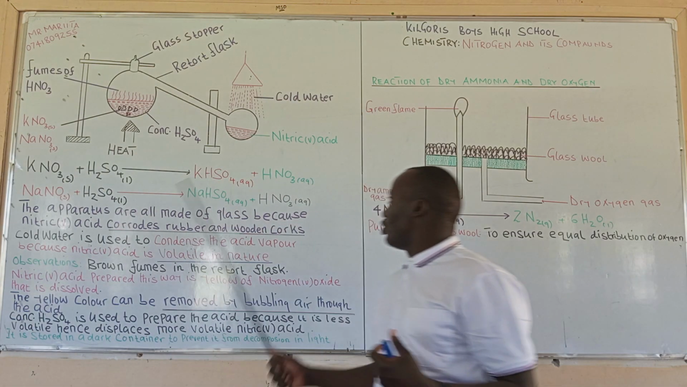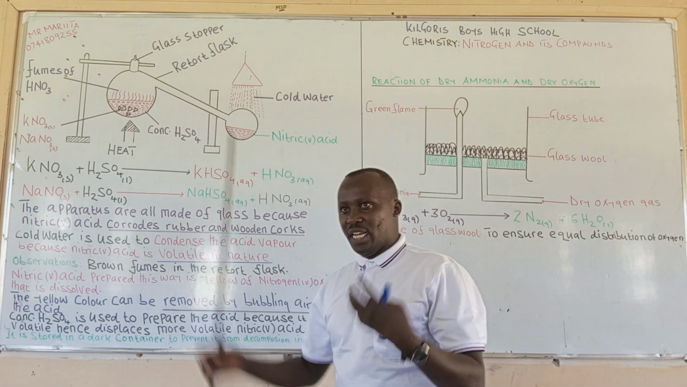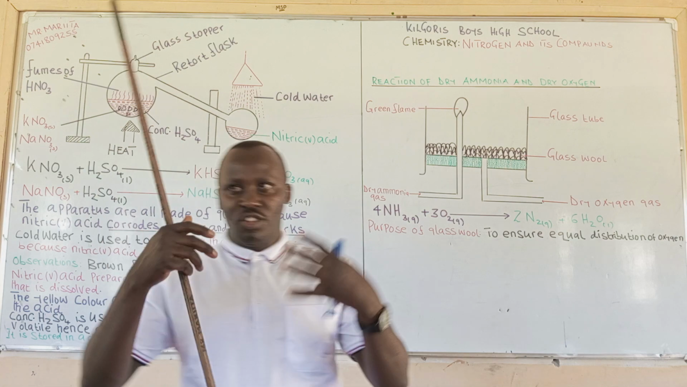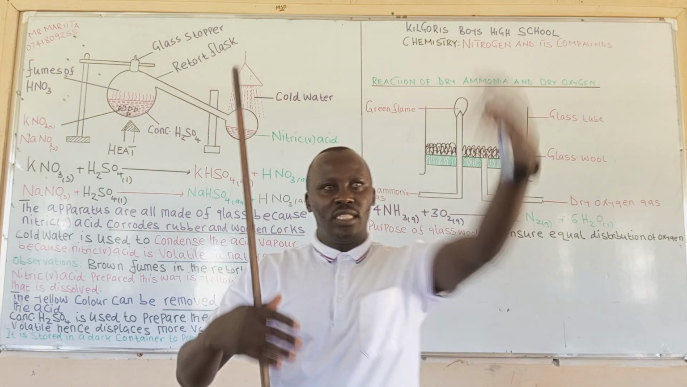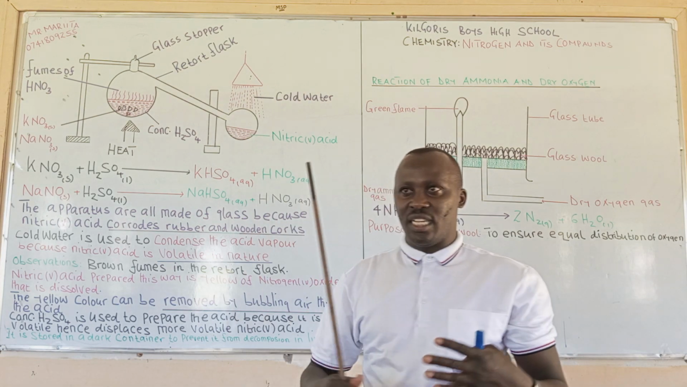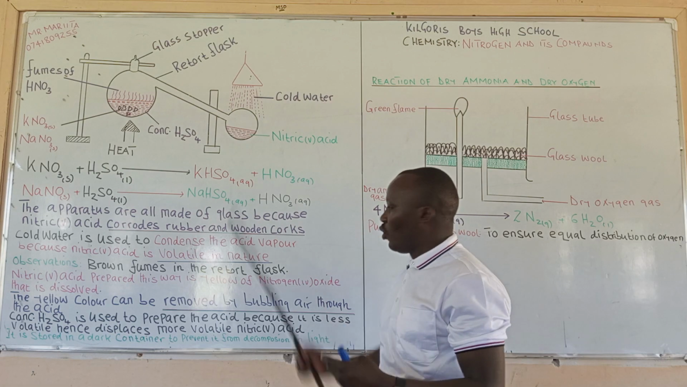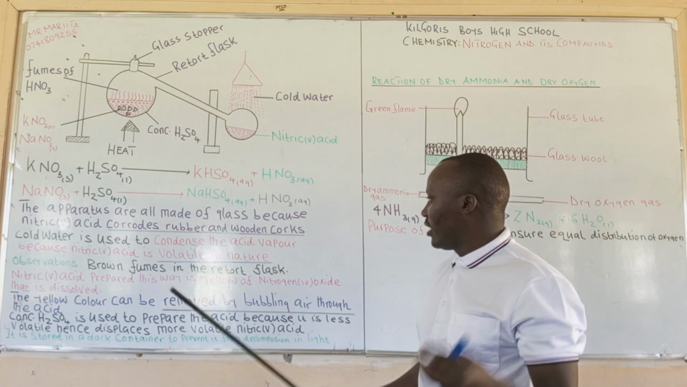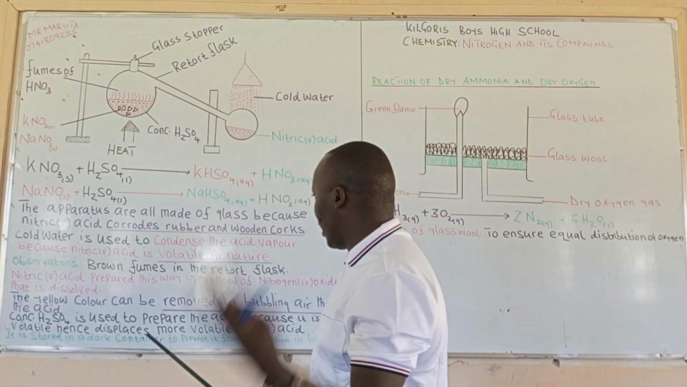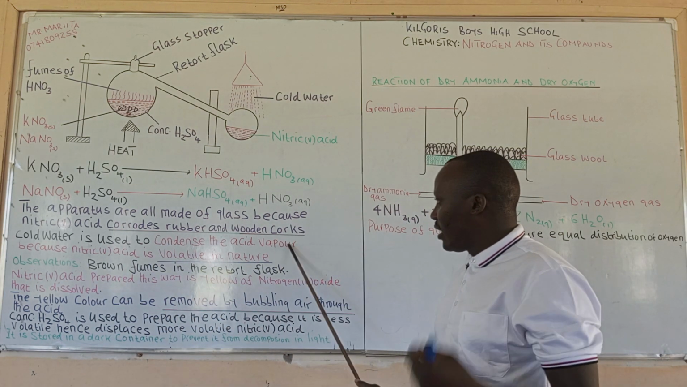Another thing that you are supposed to know is the purpose of this cold water. Remember, during the reaction of either potassium nitrate or sodium nitrate with the concentrated sulfuric acid, there is production of fumes of nitric acid, or nitric acid vapor. So the purpose of this cold water is just to condense the nitric acid vapor to nitric acid. So cold water is used to condense the acid vapor.